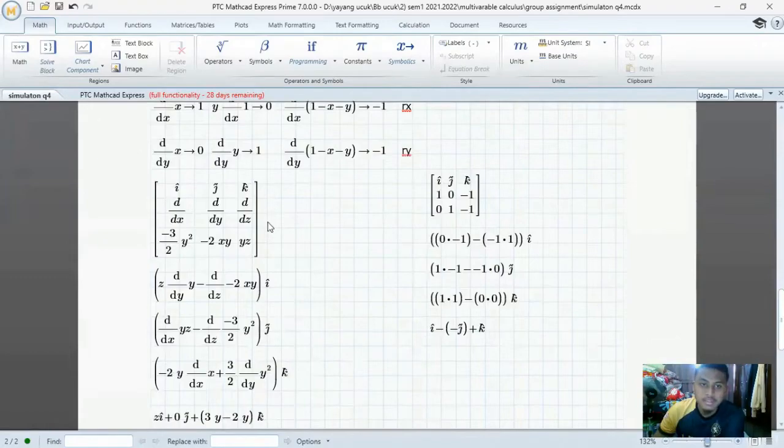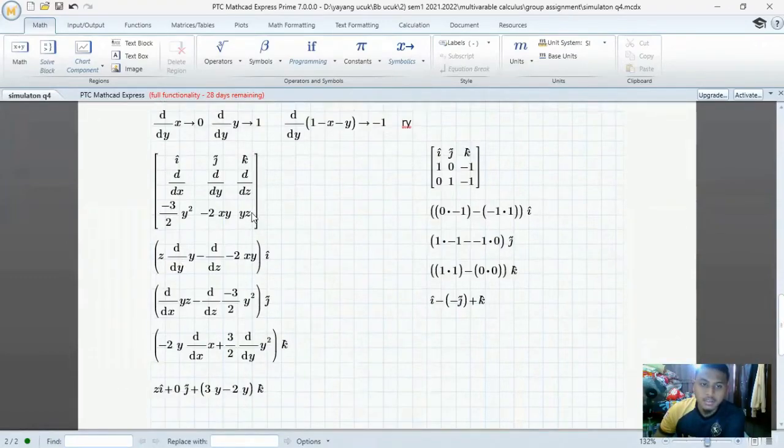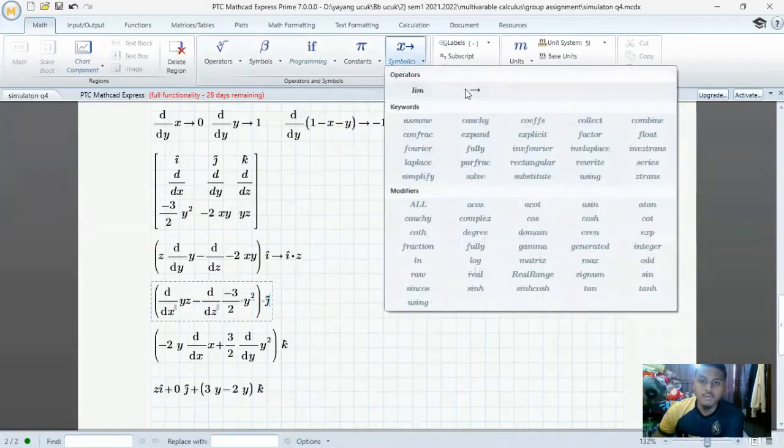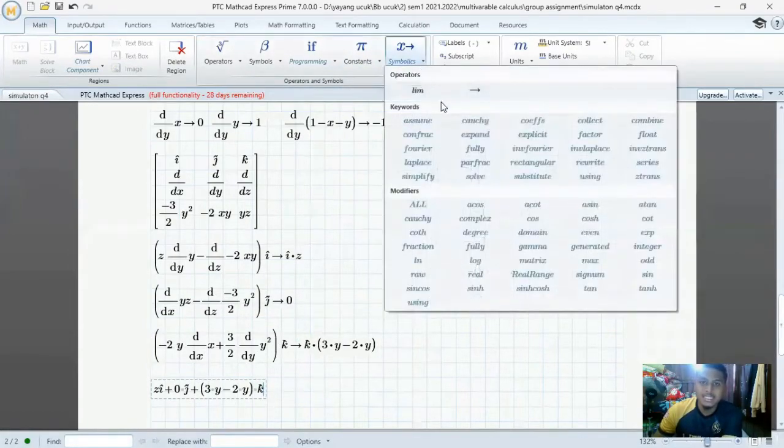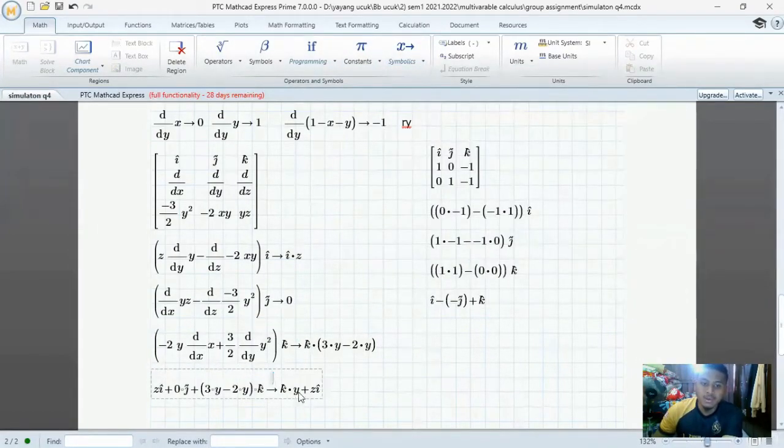After that, we do the matrix in here. We do the matrix to find the value of i, the value of j, and the value of k. So we just do it, and finally we will get the answer. For i it is z, for j it is 0, and for k it is 3y minus 2y. Lastly, we have to write it in one line, like this. And lastly, we will get y j-hat plus z i-hat.